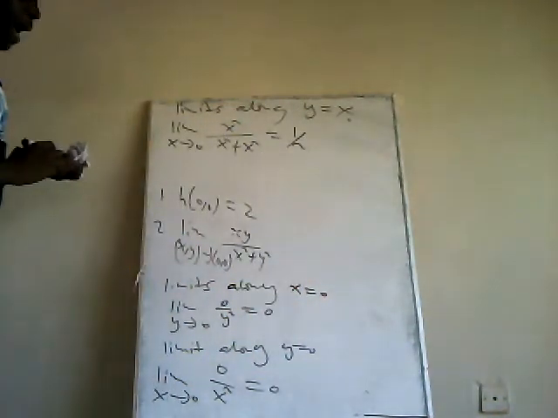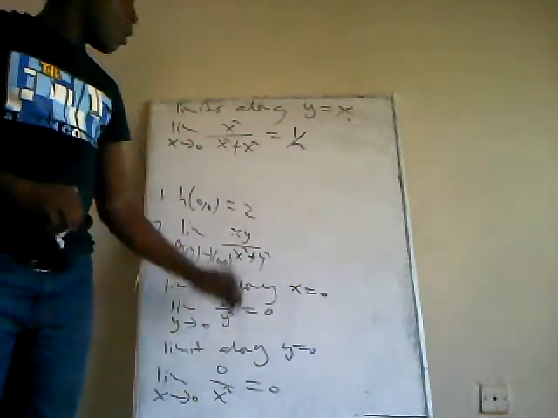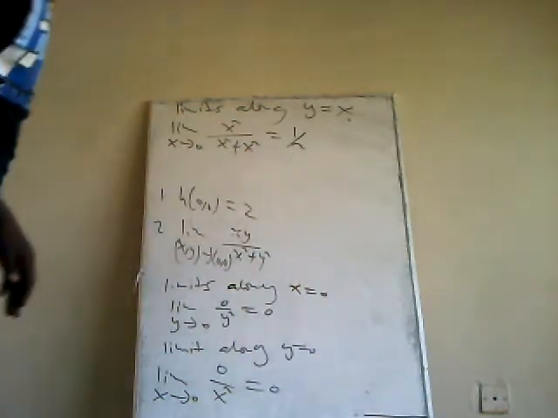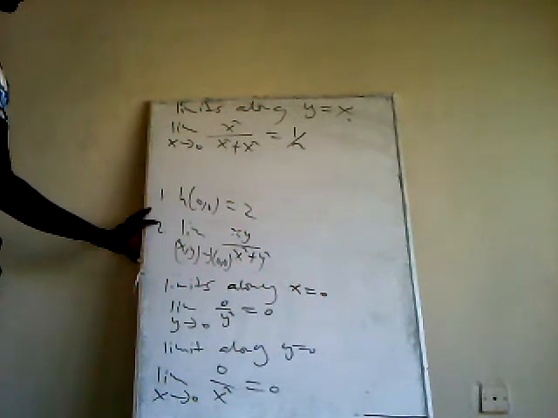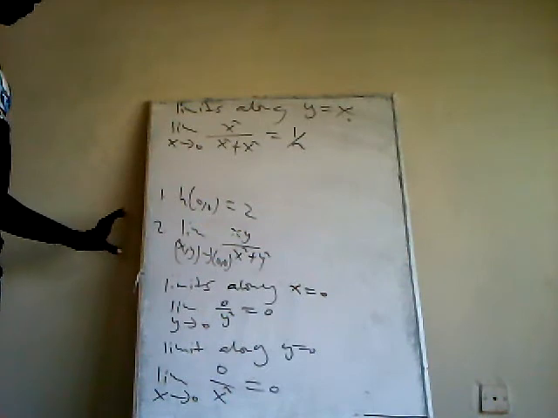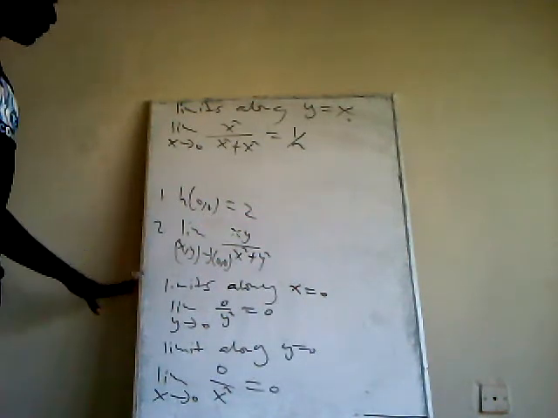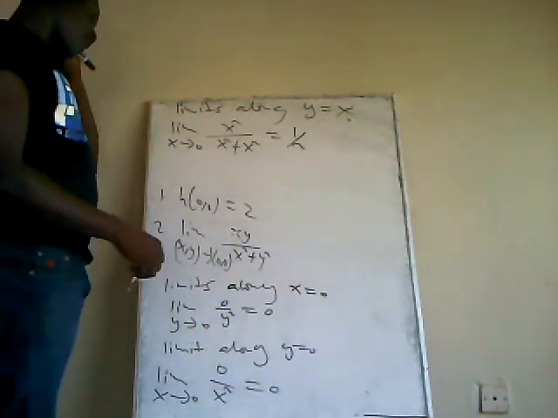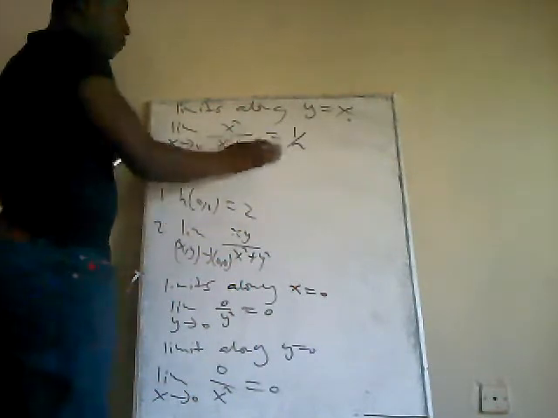Now you see, along the line x equals 0, I had 0. Along y equals 0, I had 0. But along y equals x, I'm getting half. So here I conclude that the limit does not exist. Once the limit does not exist, it means that the function is discontinuous. Remember we said that all the three conditions must be satisfied. Once 2 does not exist, we claim that the function is discontinuous at the point 0, 0.